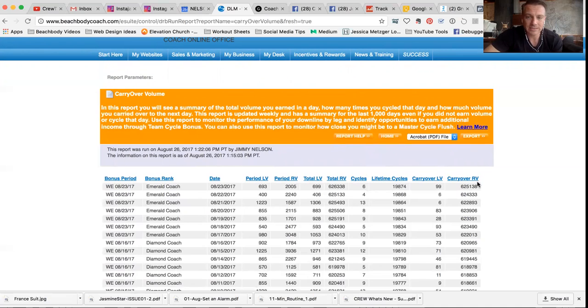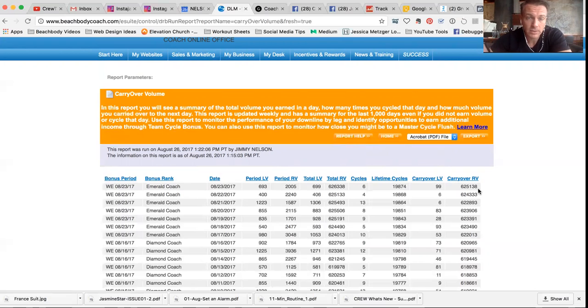So what I'm going to do is take this top number. I'm going to get my calculator out here. I'm going to take that number, which in this case is 625,138, and divide it by 200. Why 200? Because if you look in the video that explains team volume, every time that we cycle, you take 200 volume points from your strong leg and 100 volume points from your weak leg. So I'm going to divide that by 200, and then I'm going to multiply that number by 18. Why 18? Because as a diamond coach, you make $18 a cycle.